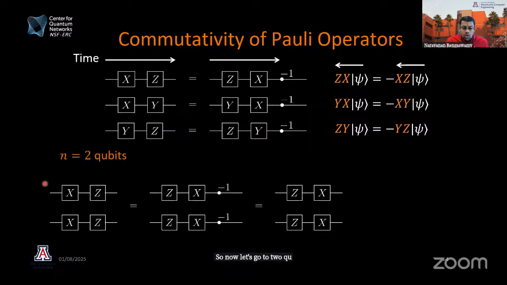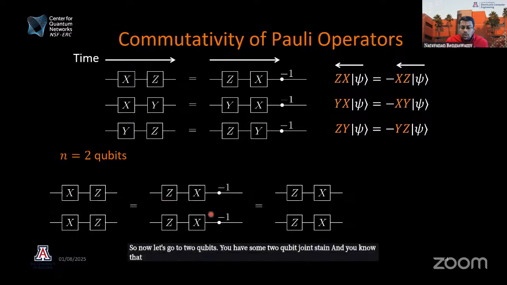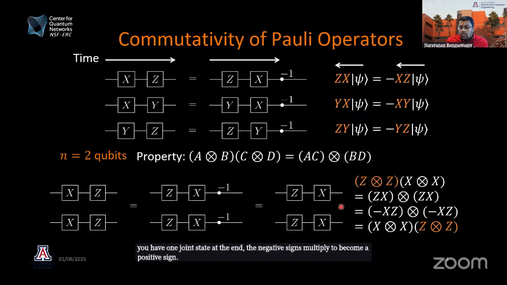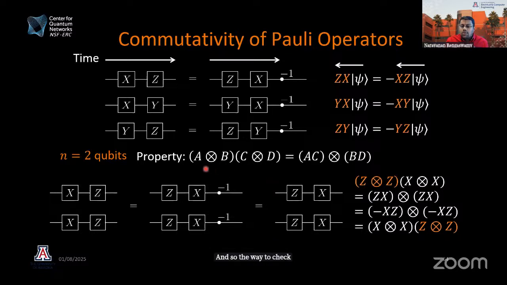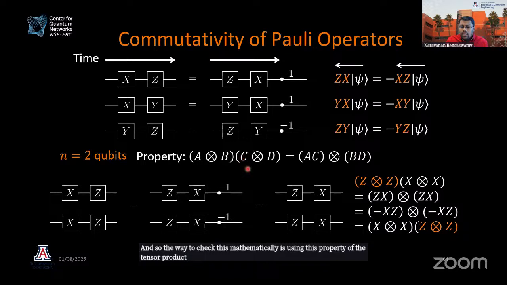So you have some 2-qubit joint state, and you know that X and Z anti-commute, and they pick up 2 negative signs. But because you have one joint state at the end, the negative signs multiply to become a positive sign. And so the way to check this mathematically is using this property of the tensor product, that A tensor B times C tensor D is AC tensor BD.